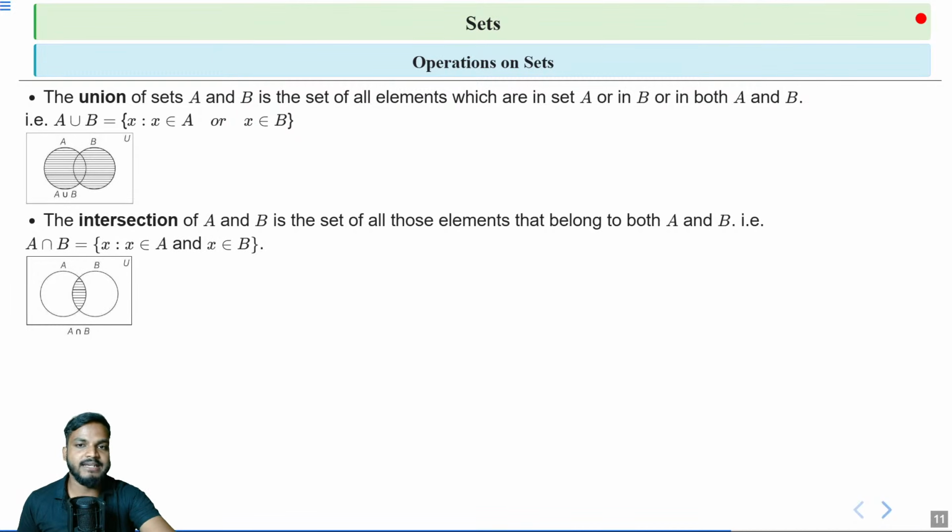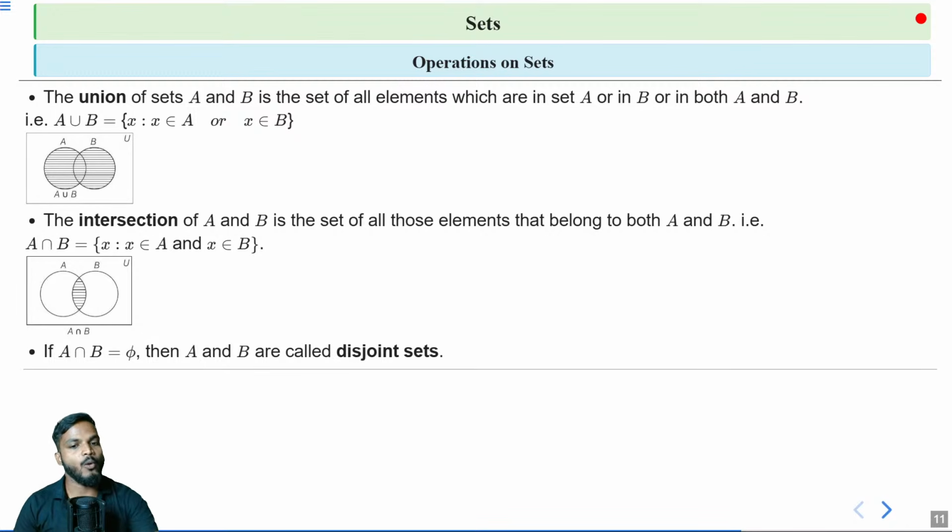We can represent it by a Venn diagram. So U is your universal set, and A and B are two other sets that are subsets of U, and the intersection is represented by the overlapping portion, which represents those elements that belong to both A and B. Okay. Now, if A intersection B is phi, meaning there is no element in the intersection, then A and B are called disjoint sets.